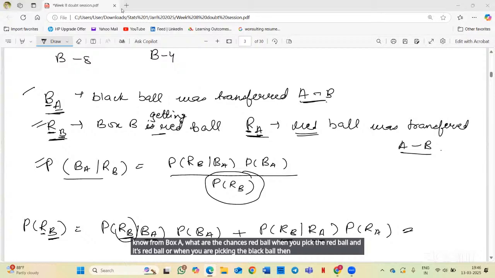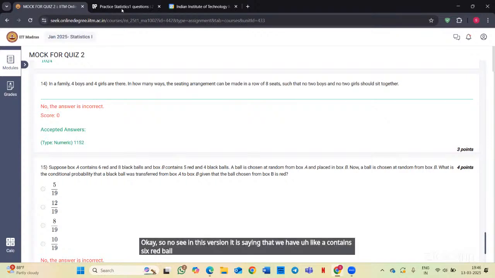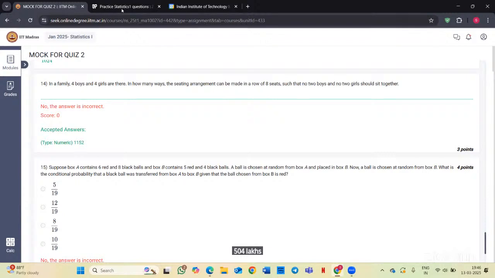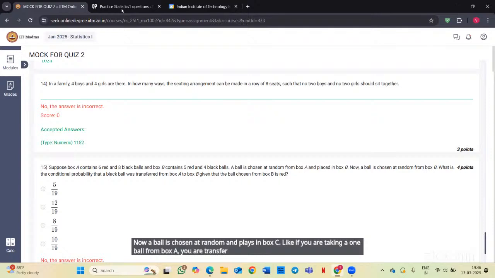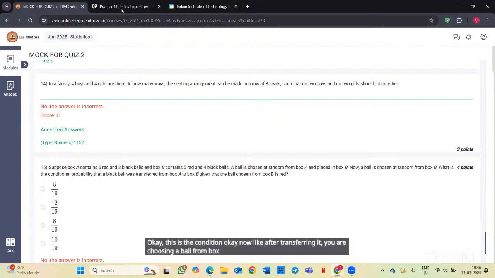it can be. Okay. So no, see, in this question it is saying that A contains 6 red balls and 8 black balls, B contains 5 red and 4 black balls. Now a ball is chosen at random and placed in box B. Like if you are taking one ball from box A, you are transferring it to box B. Okay, this is the condition. And now, after transferring it, you are choosing a ball from box B. After transferring from A to B, you are choosing a ball from B.